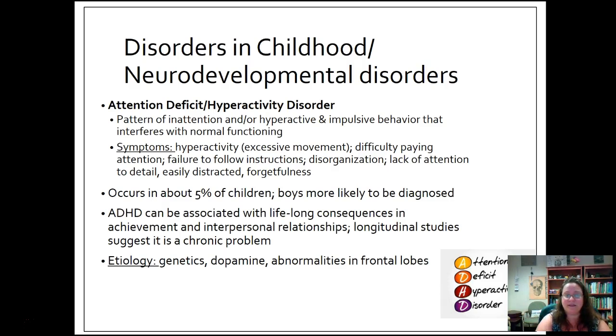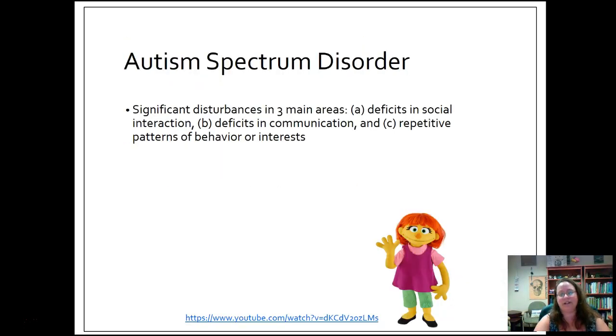We think that the issues with attention deficit disorder, or ADHD, are genetic. There are dopamine issues, so that's why things like stimulant medications work so well for these individuals, because they provide more dopamine and give them more of this stimulation that they're seeking. And then we also see some abnormalities in our frontal lobes. This will bring us to the last disorder that we'll talk about, which is autism spectrum.